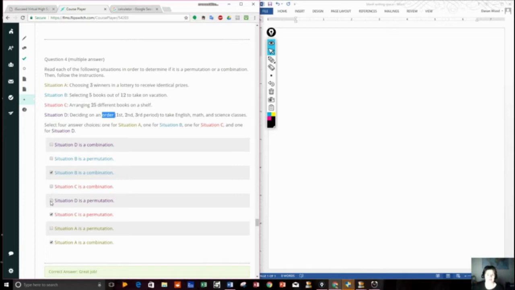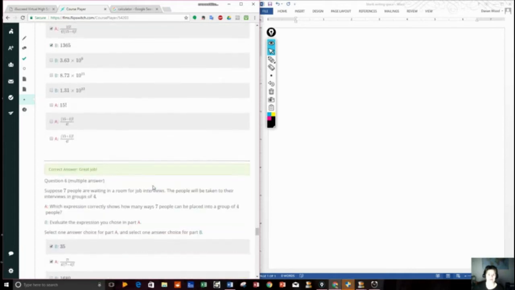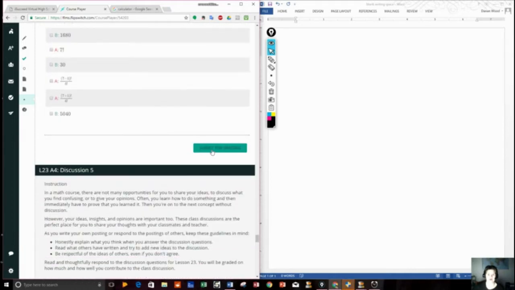So in my notes, I would write, again, permutation, order is a keyword. Another keyword for permutation is arranging. So what is a keyword for a combination? Keyword for combination would be selecting or choosing and identical prizes. So those would be my keywords that I would write in my list for my permutation and combination.